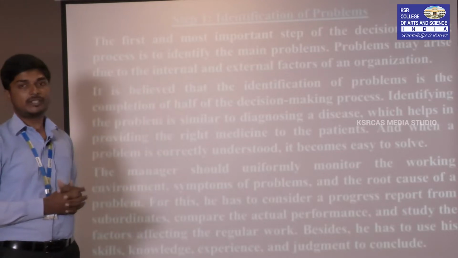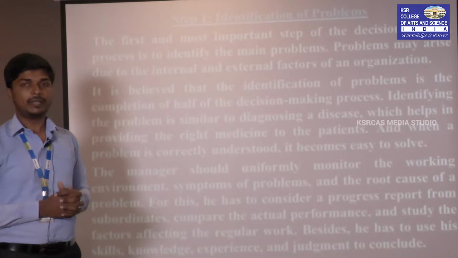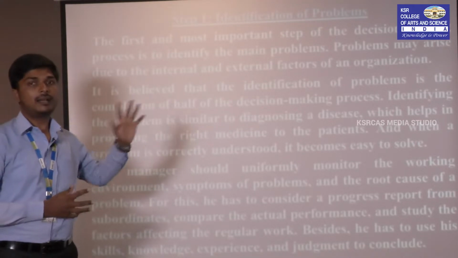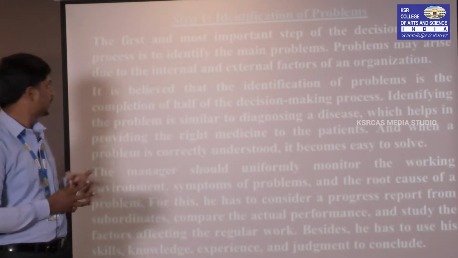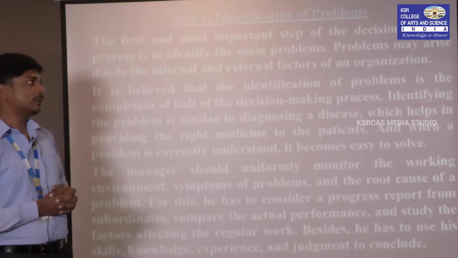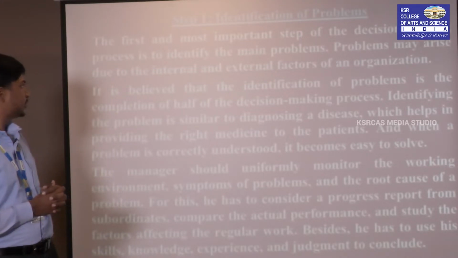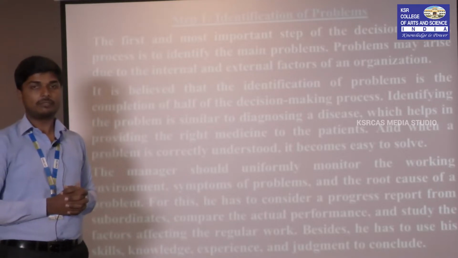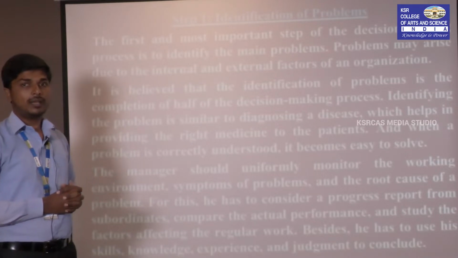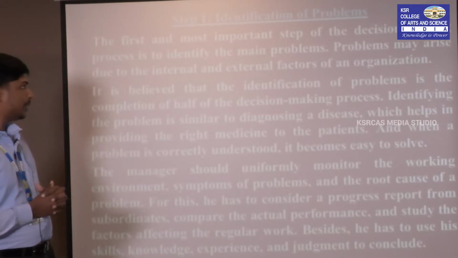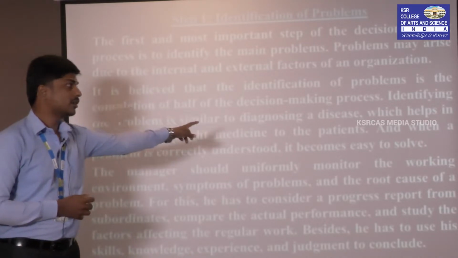The first step of decision making is identification of the problem. The manager and superior identify where the problem has arisen. If they understand the problem, they are solving half of the problem. The first and most important step of the decision making process is to identify the main problem. The problem may arise due to internal and external factors of the organization. They make a decision regarding these two factors. It is believed that the identification of the problem is the completion of half of the decision making process.